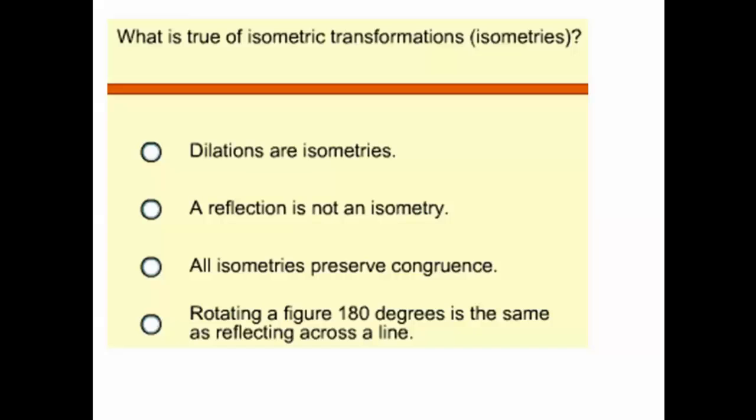It says, what is true of isometric transformations or isometries? It says dilations are isometries. A reflection is not an isometry. All isometries preserve congruence. Rotating a figure 180 degrees is the same as reflecting across a line. Well, first you have to remember, what does isometric mean? Isometric means that it preserves congruence after transformation.